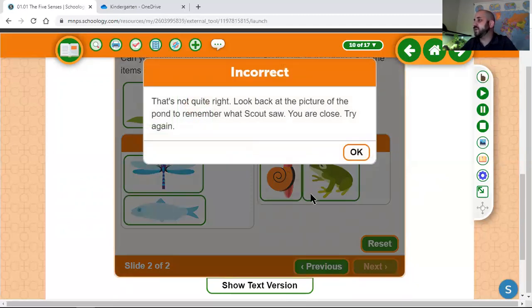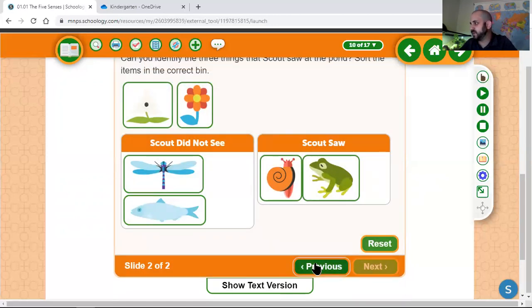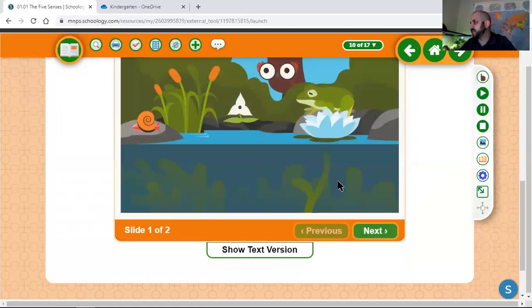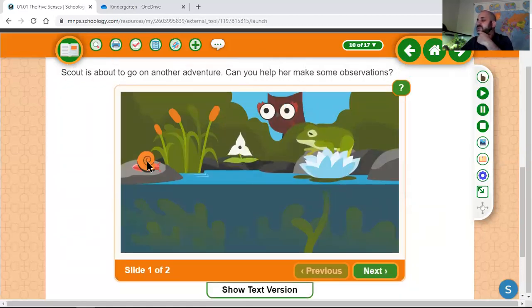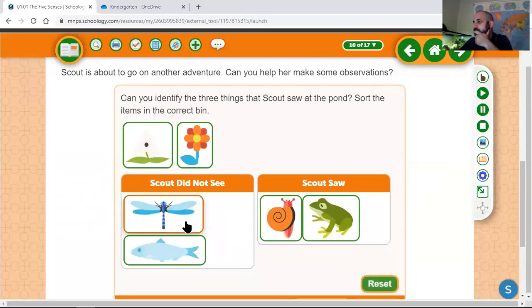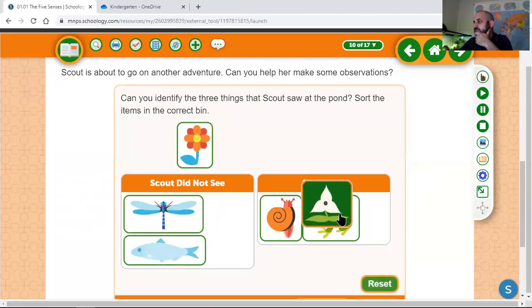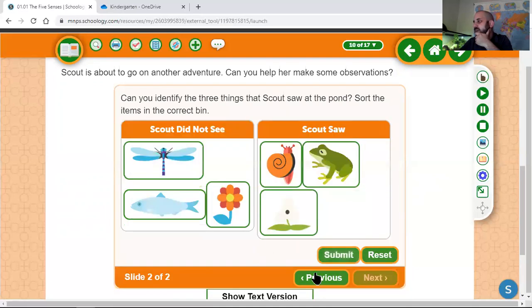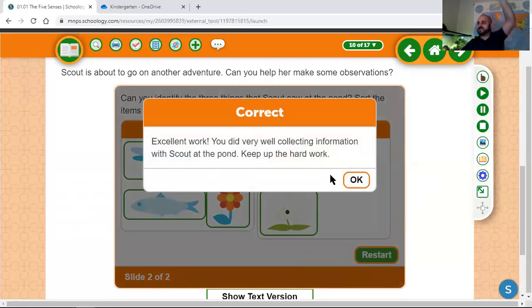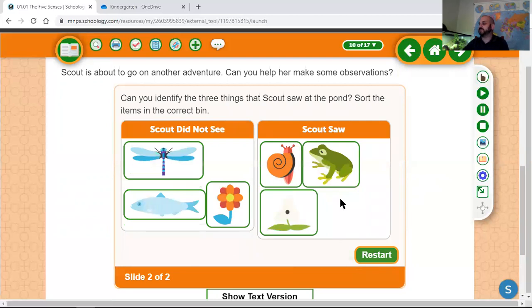Incorrect. That's not quite right. Look back at the picture of the pond to remember what Scout saw. Uh-oh, Mr. Saul didn't get it right. I gotta go back and look. Okay, let's see. There was a flower. So a snail, a flower, and a frog. The flower, and there. Yes! Okay.